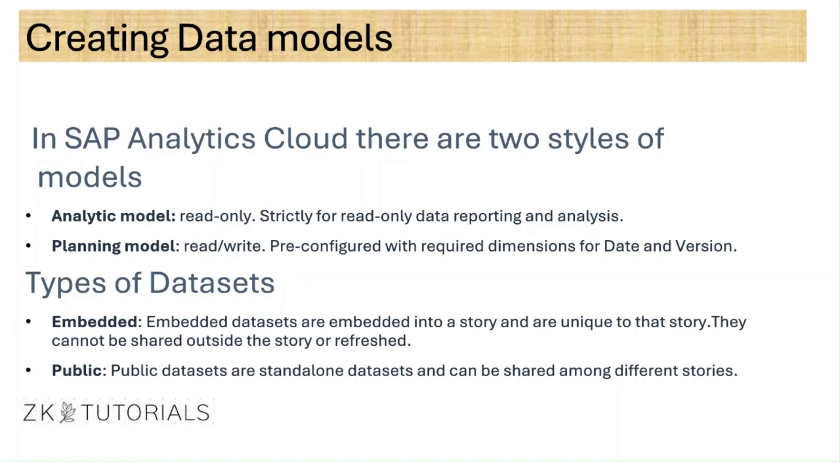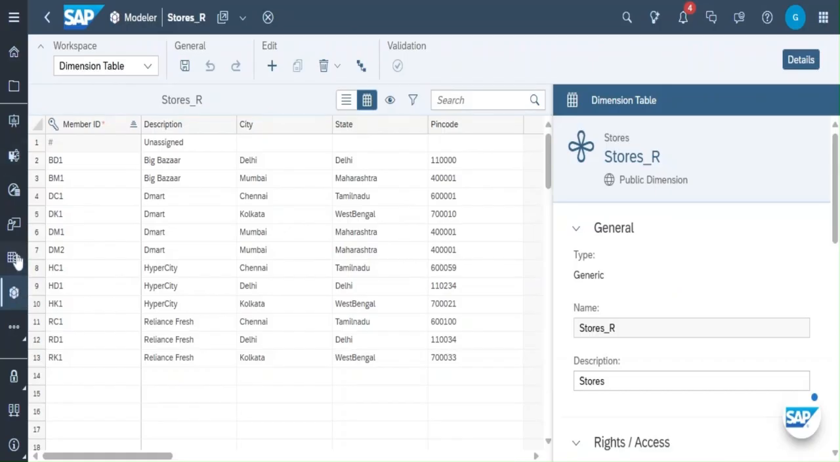Similar to creating models, there is an option called data sets. These data sets are of two types: embedded and public. Embedded datasets are datasets that are very unique to that story. They cannot be shared outside any story. Public data sets are standalone data sets and can be shared among stories. So we will see what a data set is first, and then we will see how to create a model. So now this is an option.